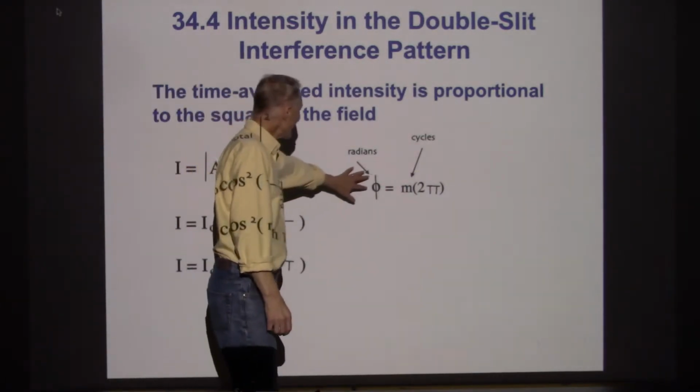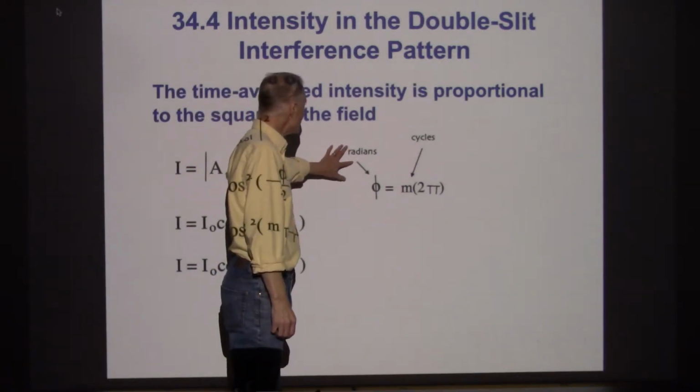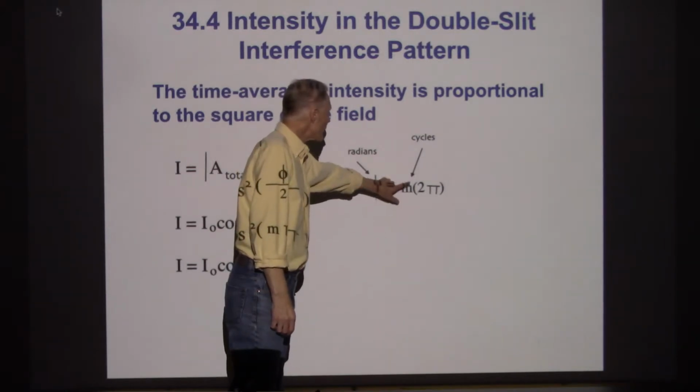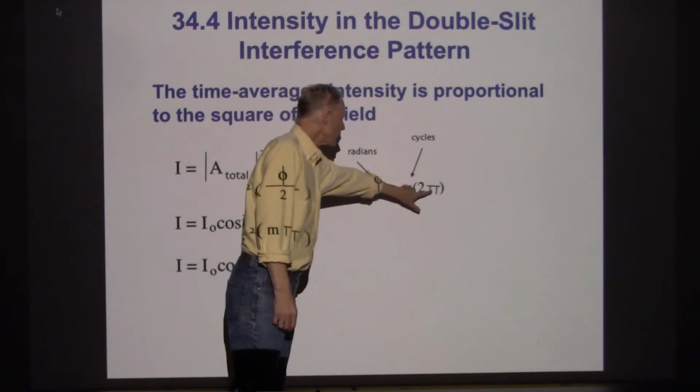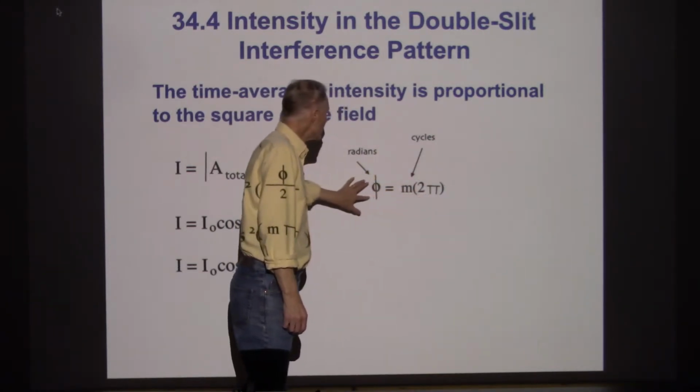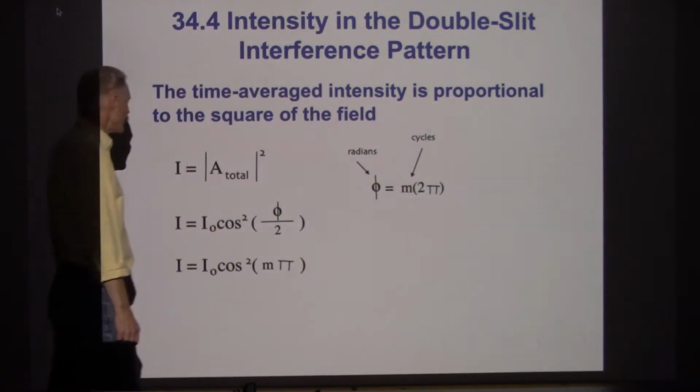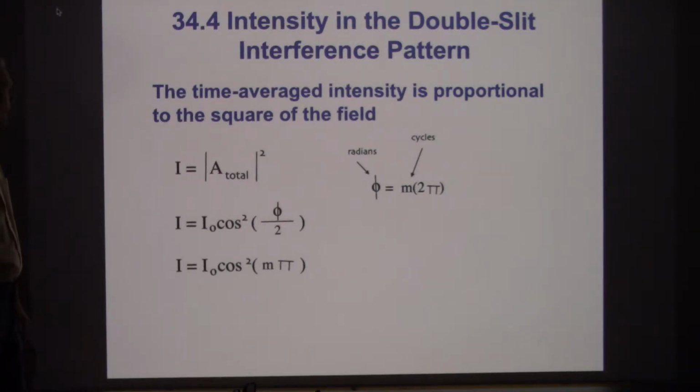And then here is how the phase in radians is related to the m value. The m value is counting cycles, but for every cycle there's 2 pi radians. So to get that phase, I have to take the m and multiply by 2 pi. So that's what the intensities will look like.